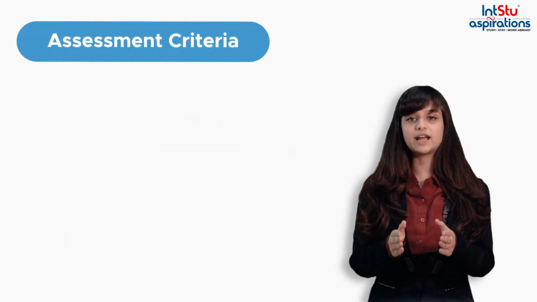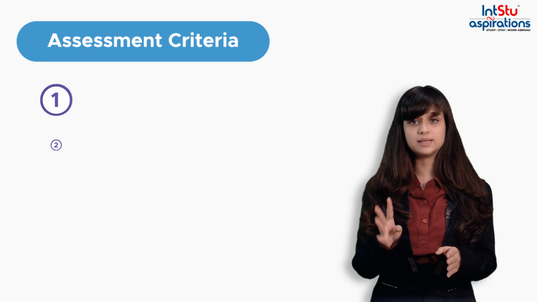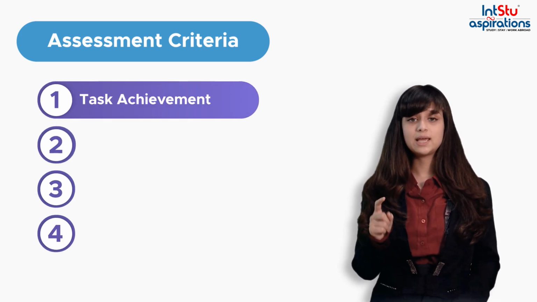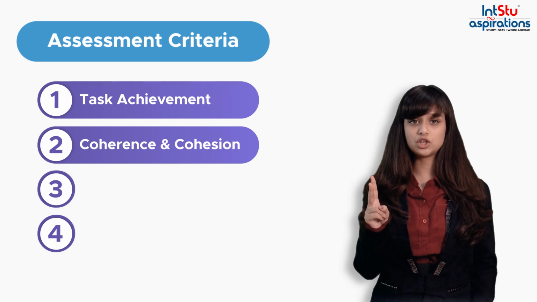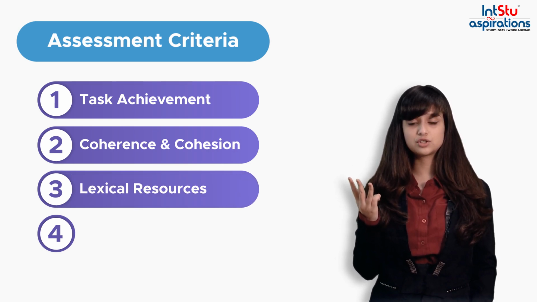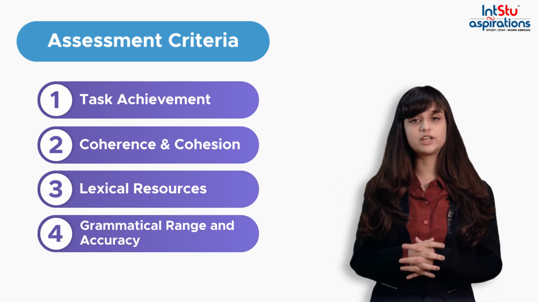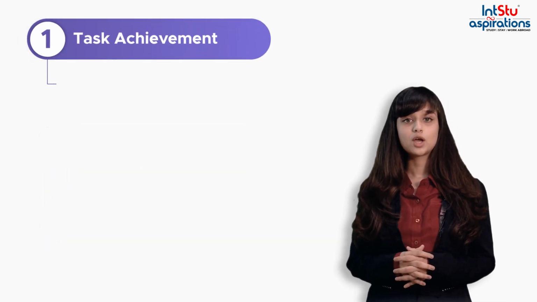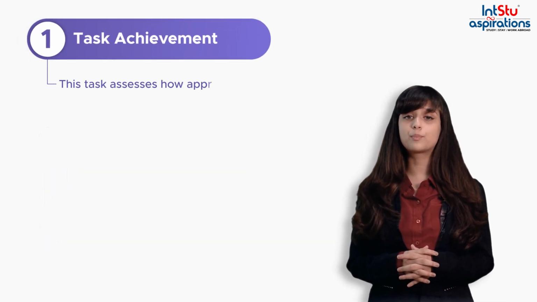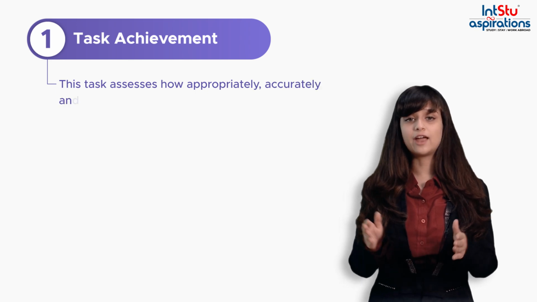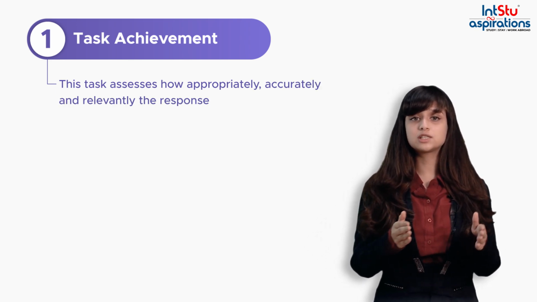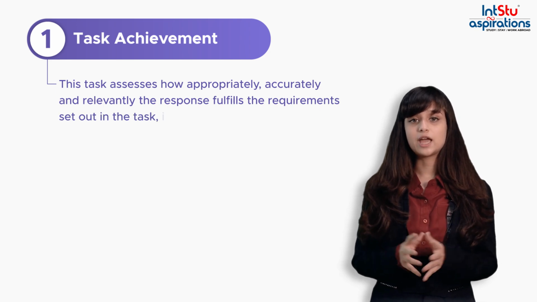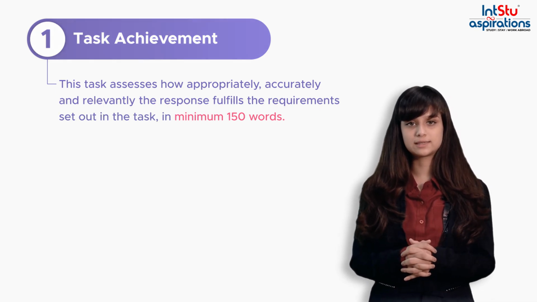The assessment criteria is based on 4 elements having equal weightage. First, task achievement. Second, coherence and cohesion. Third, lexical resource. Fourth, grammatical range and accuracy. Talking of task achievement, you are assessed on how appropriately, accurately and relevantly the response fulfills the requirements set out in the task in a minimum of 150 words.